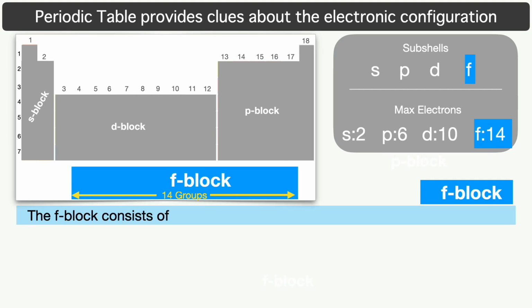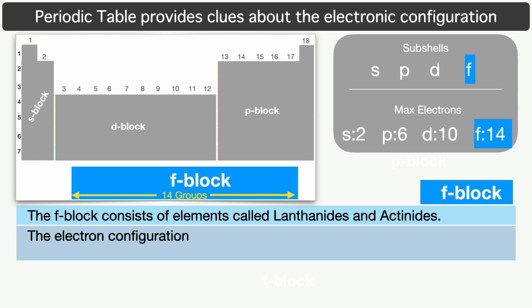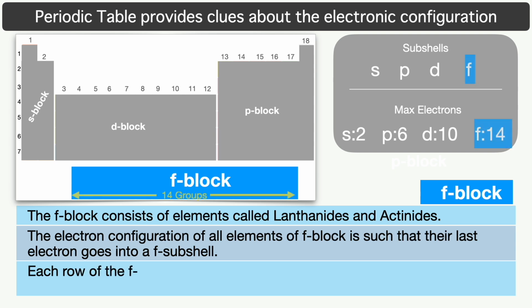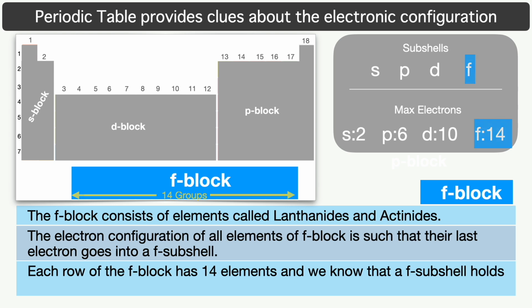The F block consists of elements called lanthanides and actinides. The electron configuration of all elements of F block is such that their last electron goes into a F subshell. Each row of the F block has 14 elements, and we know that a F subshell holds at most 14 electrons.